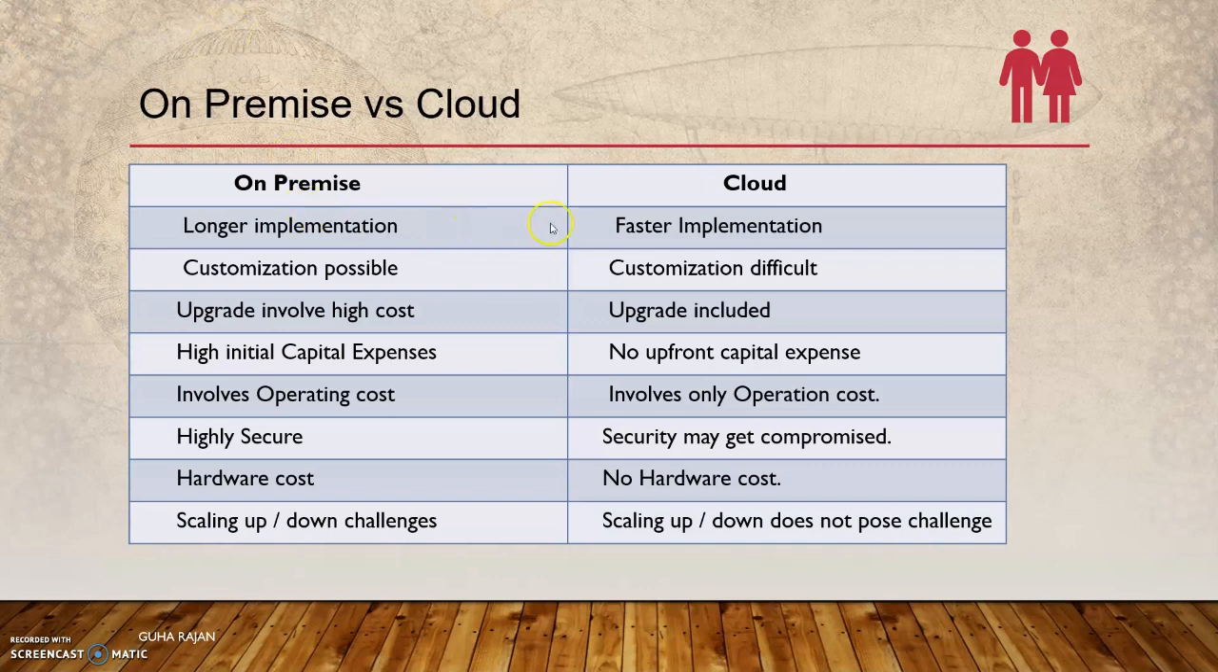So, on-premises versus cloud: on-premises has longer implementation, while cloud has faster implementation. Customization is possible on-premises; customization is difficult in the case of cloud. Upgrade involves cost on-premises, whereas in cloud the upgrade is included. As we discussed, capital expenses are involved in on-premises; in cloud there are no capital expenses, only operating expenses. On-premises involves both capital as well as operating cost. On-premises is highly secured, though it may be compromised, but these days cloud providers have made security robust as well. Hardware cost: no hardware cost in cloud. Scaling up and down is challenging on-premises; you need to plan and procure, which is a long drawn process. Whereas in the case of cloud, you can do it on the go. If you want to add more CPUs to your virtual machine, you can do that in no time. So those are the differences between cloud and on-premises.